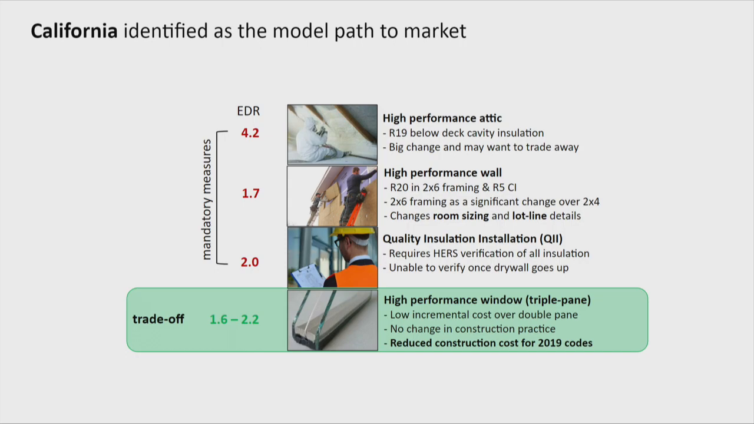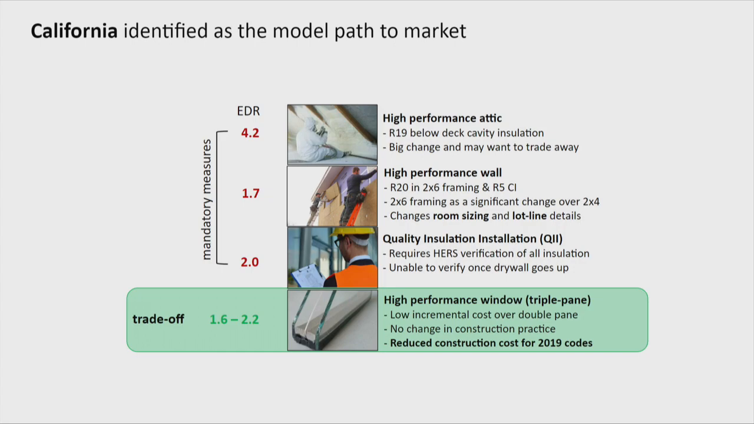And so what that means now is that triple pane windows aren't really competing with double pane windows anymore to be put into a house. They're competing with a high performance wall or a high performance attic or quality insulation installation, right? All these other measures that they could potentially do to get their EDR score down. That's what a triple pane window is competing against. And when you can get the cost down to the right level, and this is for thin triple or triple pane or any way you build a window that gives that same performance, you can see where those end up is somewhere this EDR is generally about 1.6 to 2.2, which is about the same as a high performance wall credit.